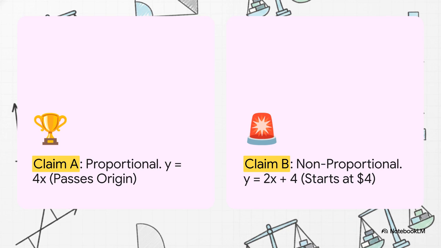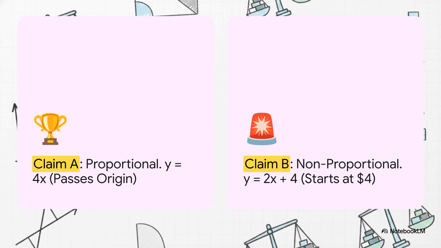Claim A is purely proportional. The equation is y equals 4x. It passes through the origin, and it has a perfect constant multiplier of 4. But claim B, the taxi fare, is totally guilty of being non-proportional. The equation is y equals 2x plus 4. That $4 base fare acts as a starting value, which entirely breaks the origin rule and completely ruins any chance of a constant ratio.